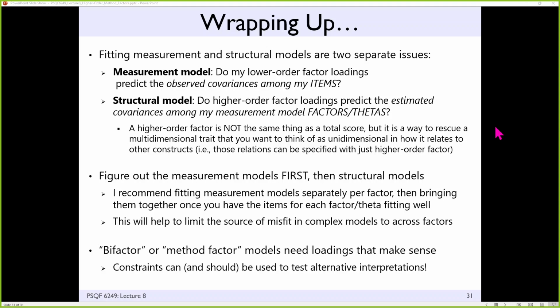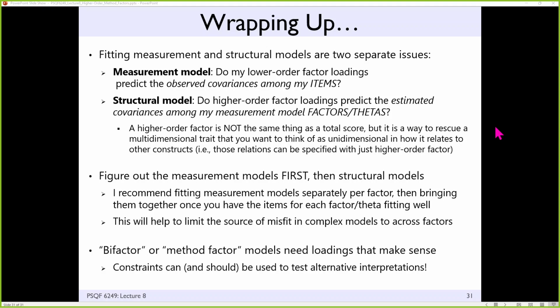So in practice, I recommend fitting measurement models first, separately, so that you can make sure that the items that you think are measuring the factors actually are, and that there's nothing else in common. Then you can pool the results and have a structural model with multiple latent variables at the same time. In that case, misfit has to be due to cross-factor relationships among the items that are not there. So it limits the scope of what can be wrong if you do it this way.